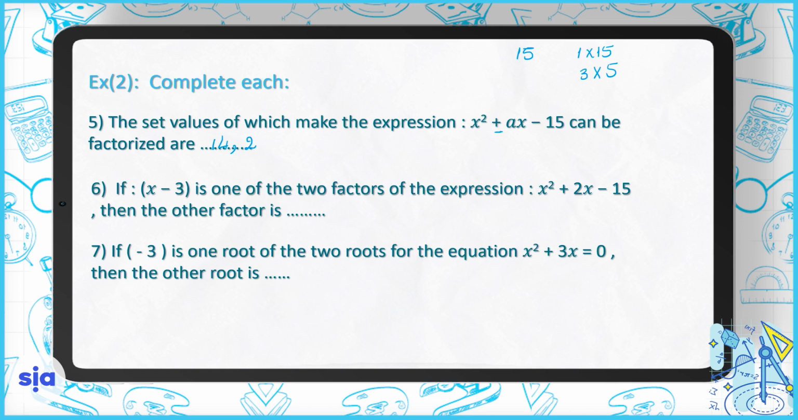Next question. If x minus 3 is one of the two factors of x squared plus 2x minus 15, what is the other factor? So the other factor will be x plus 5. If negative 3 is one of the two roots of the equation x squared plus 3x equals 0, then what is the other root? If you factorize this, it will be x times x plus 3 equals 0. So it's either x equals 0 or x plus 3 equals 0, which is x equals negative 3. The two roots are 0 and negative 3. If negative 3 is one of them, then the other one is 0.